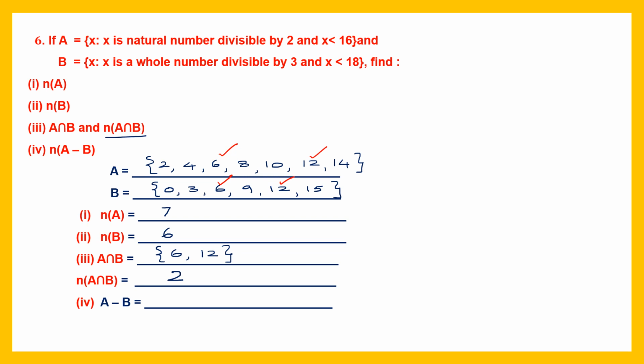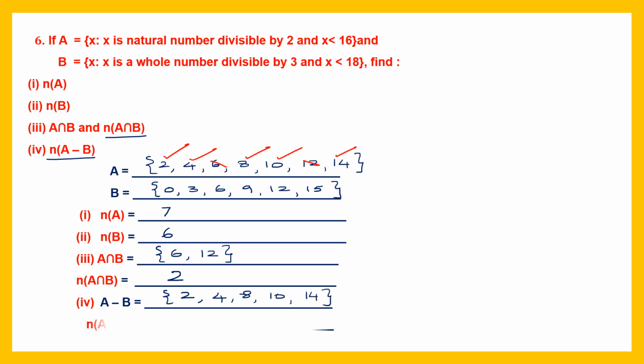Next is, we have to find the cardinal number of A minus B. So first we have to find A minus B, isn't it? A minus B means all the elements in A which are not there in B. So let's look at set A and see what are the elements which are there in set A that are not there in set B. 2 is not there in set B, 4 is not there, 6 is there, 8 is not there, 10 is not there, 12 is there, and 14 is not there. So these are the elements of A minus B. What I've ticked: 2, 4, 8, 10 and 14. This is A minus B.